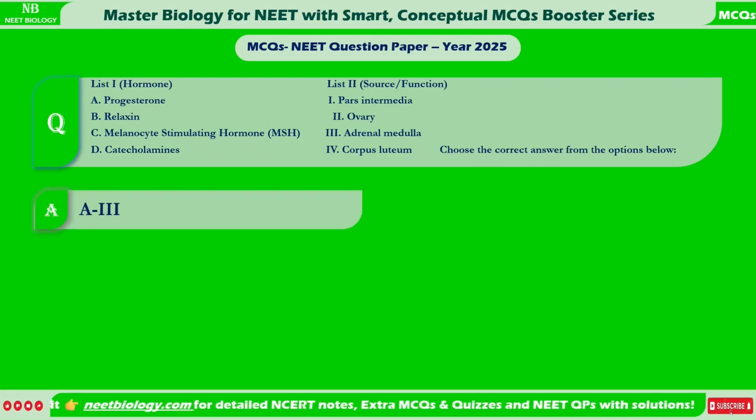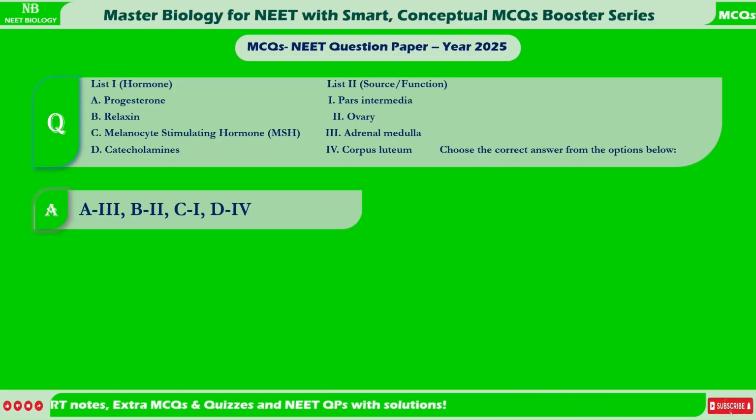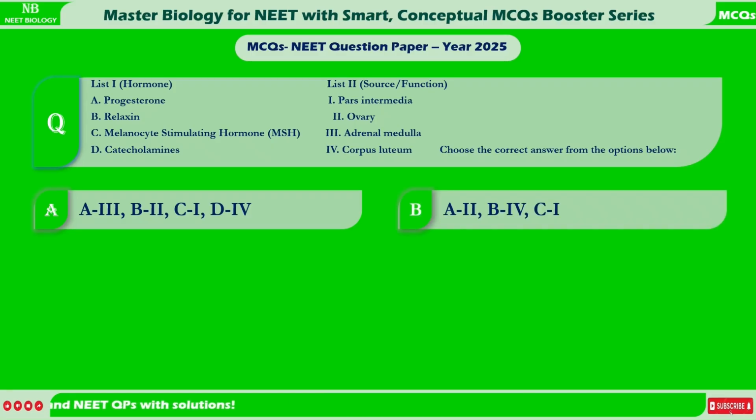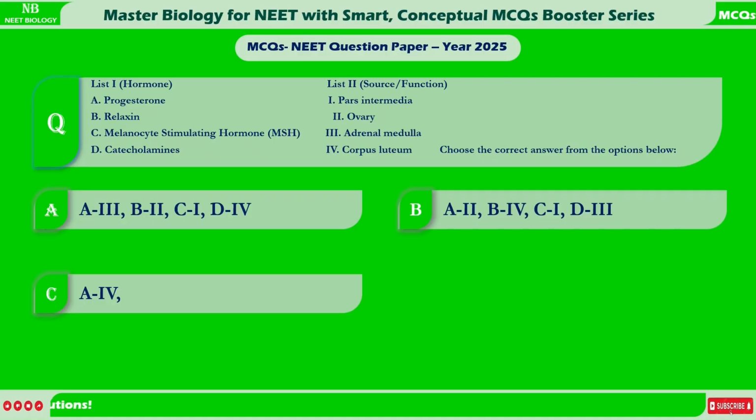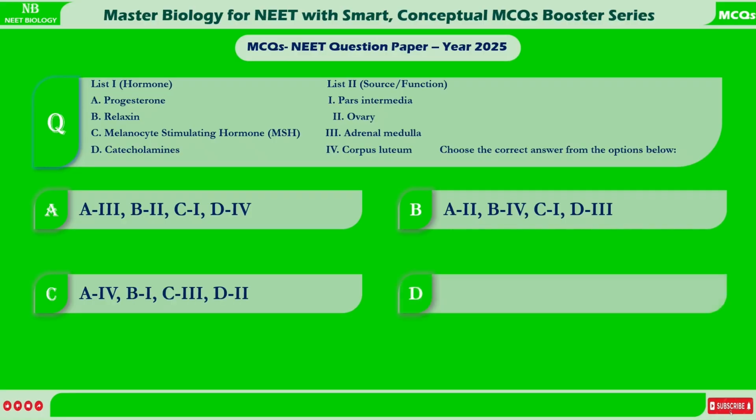A. A3, B2, C1, D4. B. A2, B4, C1, D3. C. A4, B1, C3, D2. D. A4, B2, C1, D3.